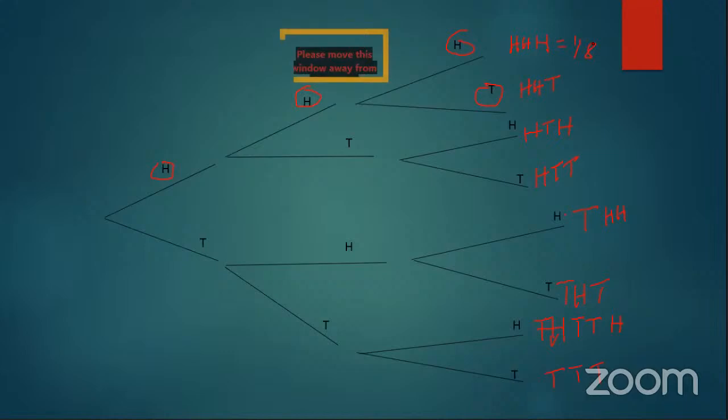So can we identify where we have one head? We add up those probabilities. Where we have 2 heads, we also add up those probabilities, and where we have 3 heads, before we move to our next slide.